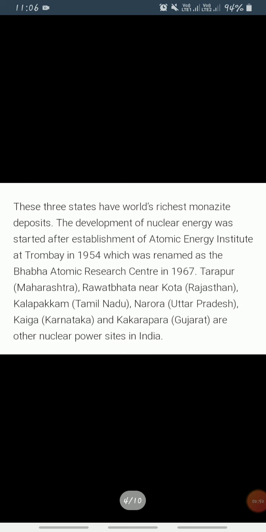The important nuclear power projects are Tarapur in Maharashtra, Rawatbhata near Kota in Rajasthan, Kalpakkam in Tamil Nadu, Narora in Uttar Pradesh, Kaiga in Karnataka, and Kakrapara in Gujarat. So this is all about the nuclear energy resources.